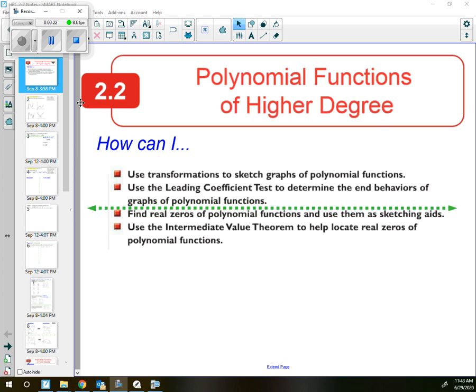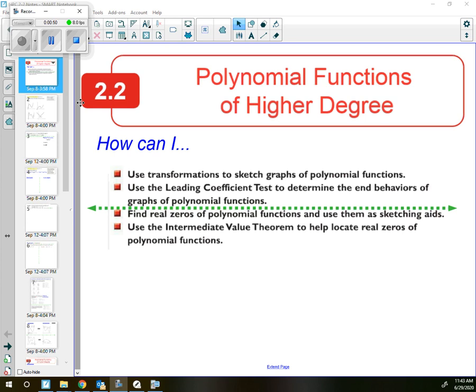So above degree 2, so not just quadratics, what happens and what are some of the things we can notice about similarities and differences between them. So our essential questions for today: how can I use transformations to sketch graphs of polynomial functions, looking at some of those characteristics, and use the leading coefficient test to determine the end behaviors of the graphs of these polynomial functions. So leading coefficient, so we know what that means, the coefficient of the highest degree term.